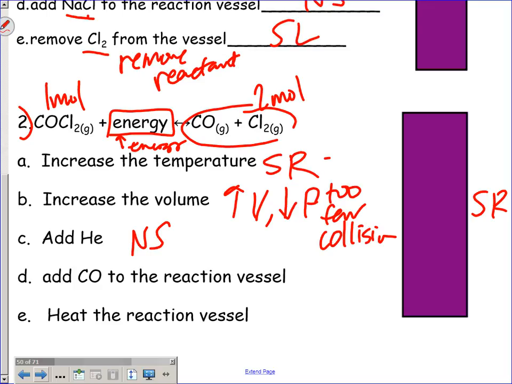Adding carbon monoxide. Shift which way? Left, because carbon monoxide is a product. Oh no, too many products. I don't want those products. I shift away from products. I shift left. Heat the reaction vessel. Currently, yes. And do you see that E and A are basically the same thing? Heat, energy, temperature, they're all the same thing here. So that's a shift right again.